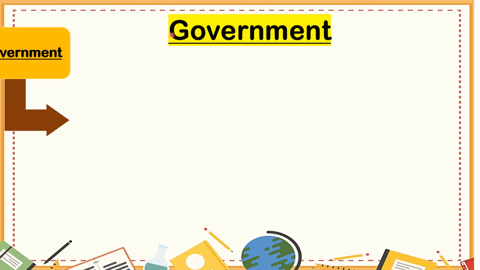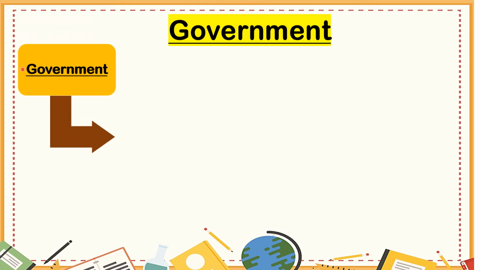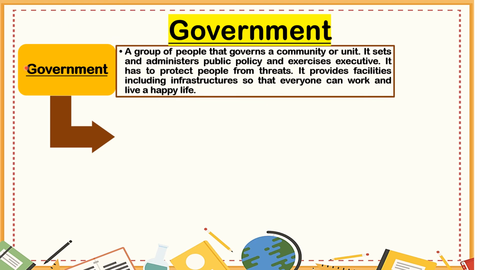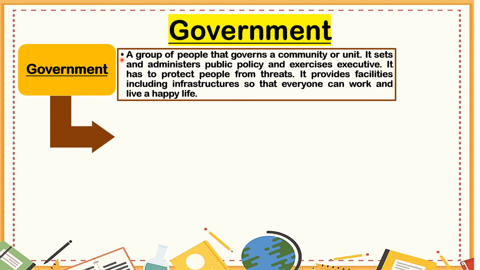Government. What is government? A group of people governs a community or unit. It sets and administers public policy and exercises executive power. It has to protect people from threats. It provides facilities including infrastructures so that everyone can work and live a happy life.